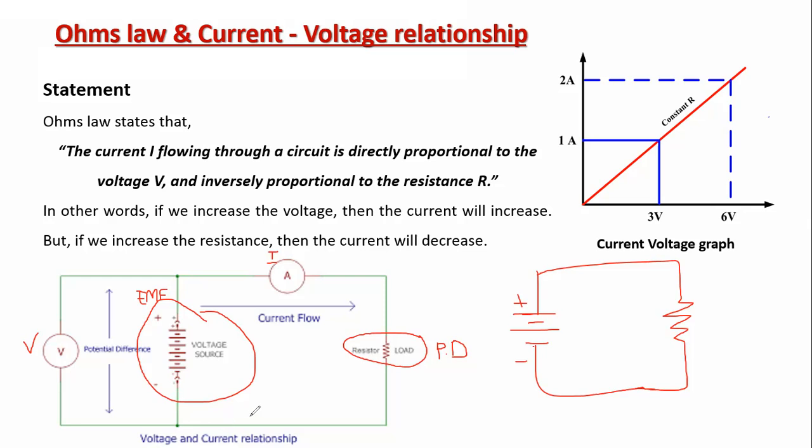This is all about the circuitry of this diagram. You want to calculate the resistance of the circuit through the voltage-current relationship. What will happen? The circuit is complete, the current will start flowing. I am showing you the conventional direction of the current. Current will start flowing from the positive terminal to the negative terminal.